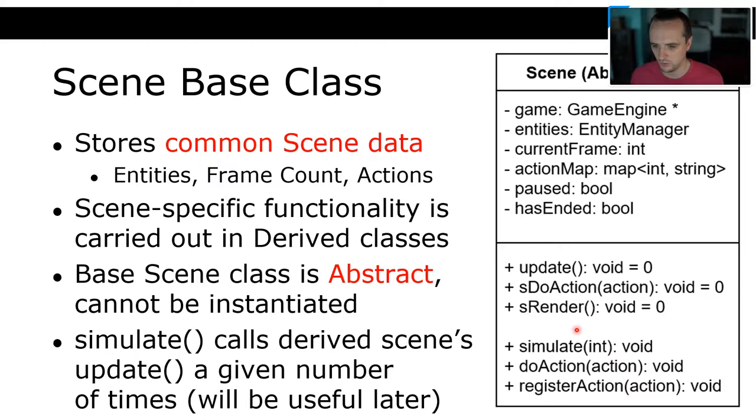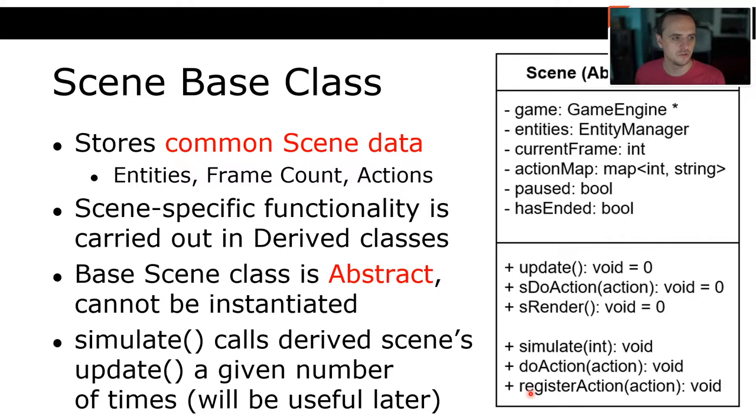So if you think about like a menu system and a gameplay system, they both have to render to the screen. They both have to be able to do actions like move up, move down in the menu, move up, move down in the game. And they each have to have an update function. So those are our three abstract functions that every derived scene class has to have. And then the base scene class also has some other functionality, which we'll get into once we do the next lecture.